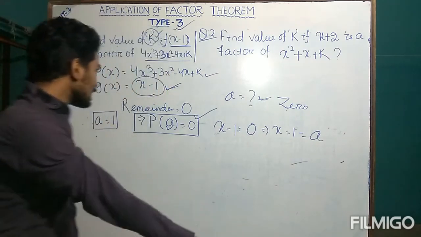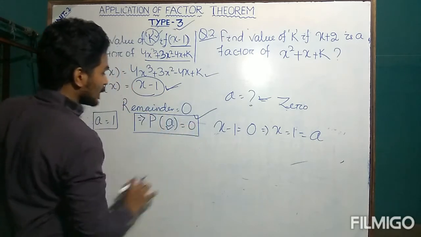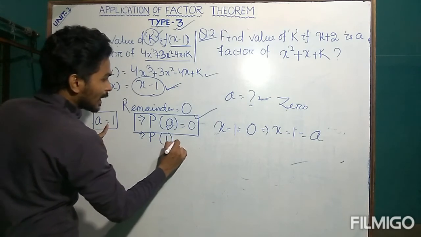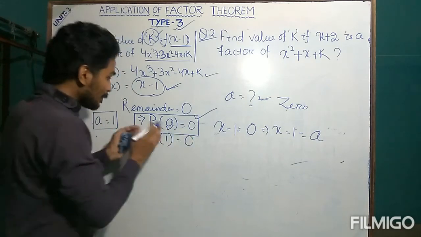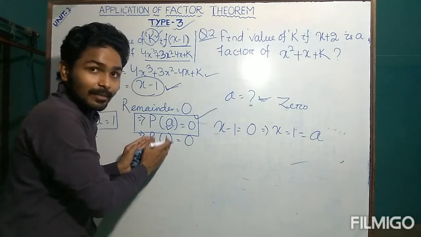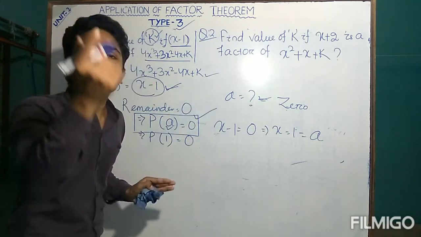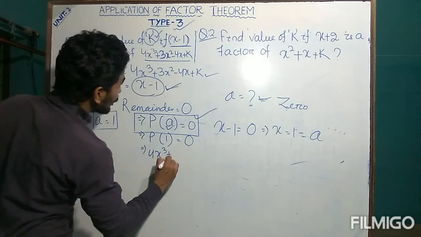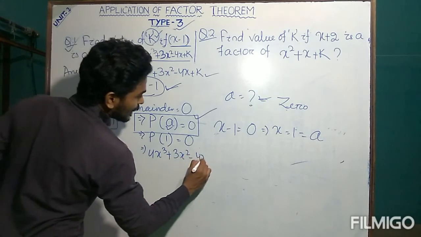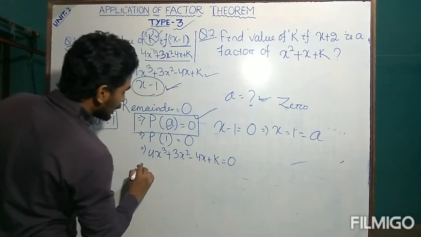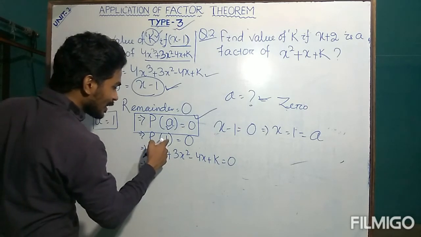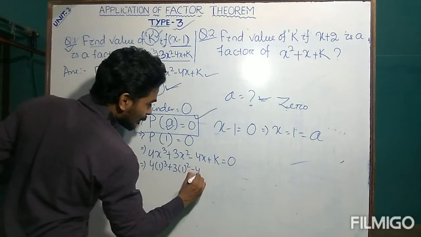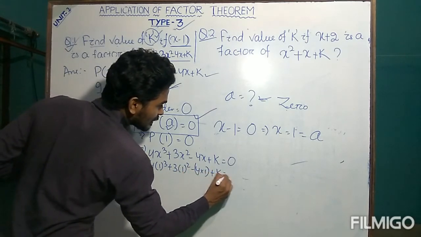Okay, it is clear. Since it is given that p of a is equal to 0, that means p of 1, in the place of a you can put 1, is equal to 0. It means the polynomial value is equal to 0 for x is equal to 1. Since the polynomial is 4x cube plus 3x square minus 4x plus k, in place of x we need to put 1. So 4 into 1 cube plus 3 into 1 square minus 4 into 1 plus k is equal to 0.